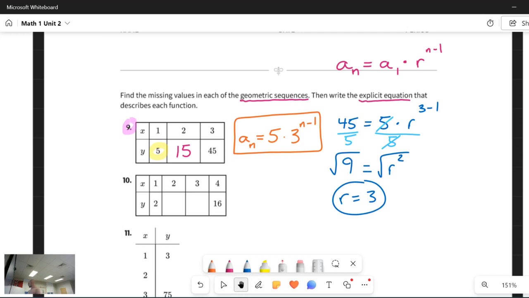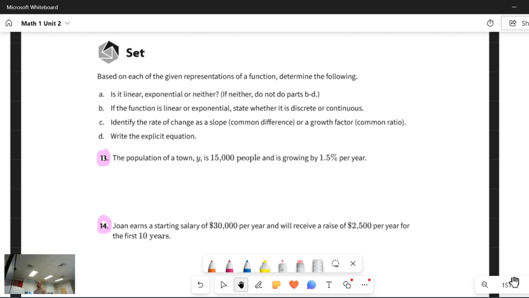So we're going to move on to our next piece here. Looking at page 3 of our homework, we have a 4-part question. We got a couple of them that we're going to look at. It asks us, based on each of the given representations of a function, determine the following. A, is it linear, exponential, or neither? Great. If we get a neither, we get to stop. If the function's linear or exponential, state whether it's discrete or continuous.